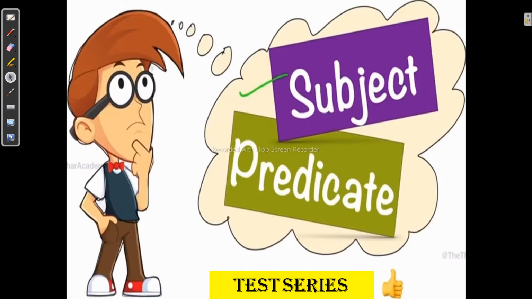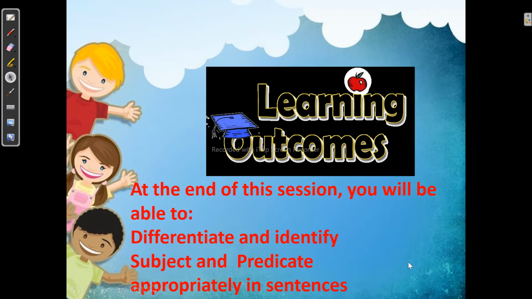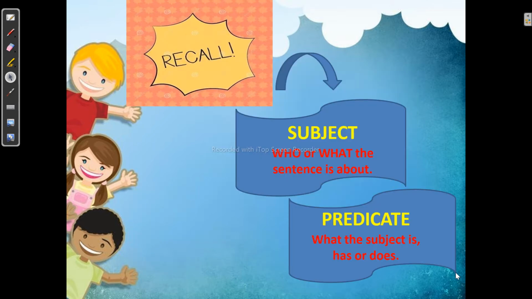We already know that the subject and predicate are two parts of the sentence. So these are the learning outcomes of today's session. At the end of this session, you will be able to differentiate and identify subject and predicate appropriately in sentences. And we'll identify subject and predicate in interrogative sentences. We will find out complete subject and predicate and much more. So before we actually start the session, let's have a quick recall of subject and predicate.